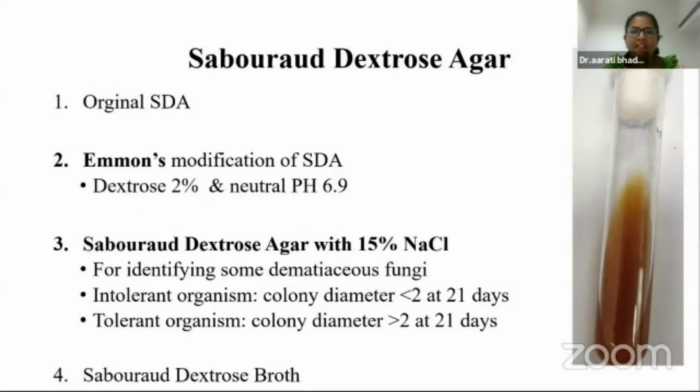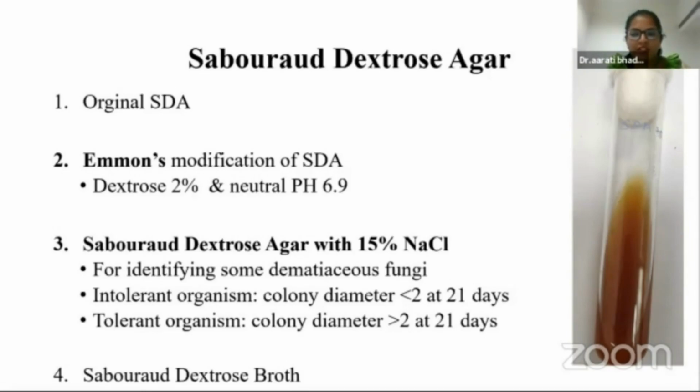First we will start with Sabouraud Dextrose Agar. All the basics about this agar we all know. It is available in all textbooks. Currently we are using the AIIMS modification for SDA. It has 2% dextrose and neutral pH, that is 6.9. The third variety of SDA is SDA with 15% NaCl. This media we will use for identifying some adventitious fungi.